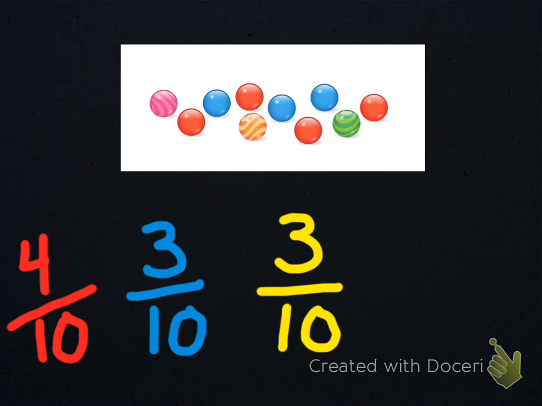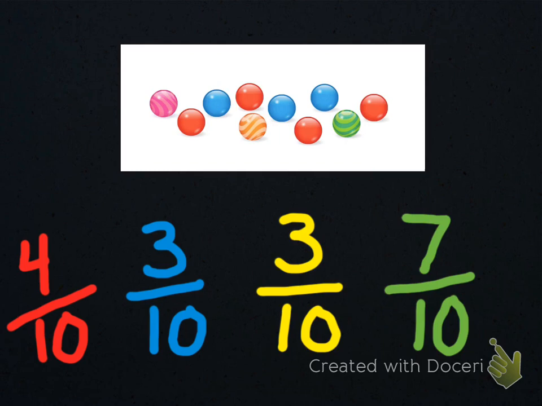You can also ask questions like, what fraction of the marbles are not blue? So if I said, what fraction of the marbles are not blue, I would count any marble that isn't blue. And I would see that there are 7 marbles that are not blue out of 10 marbles in total. So 7/10 of these marbles are not blue.